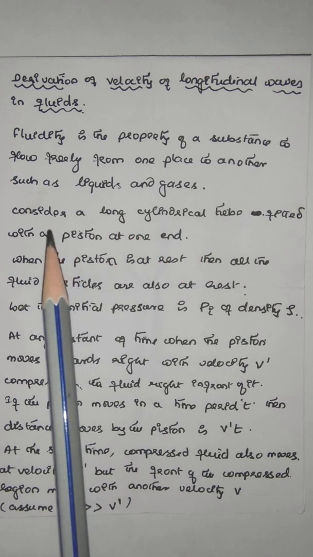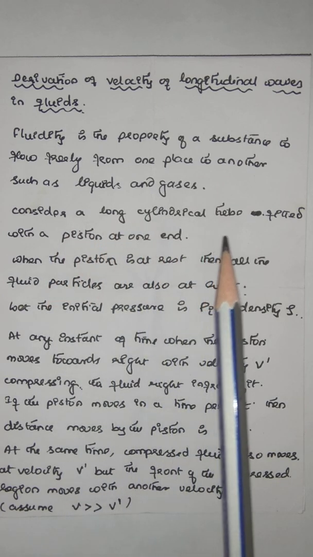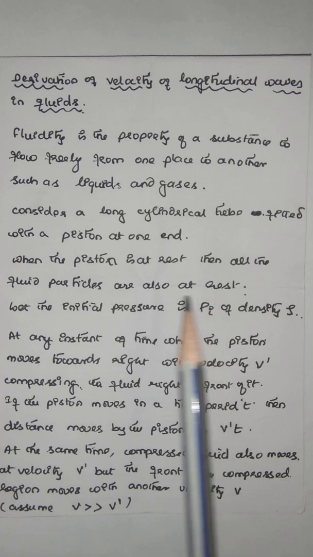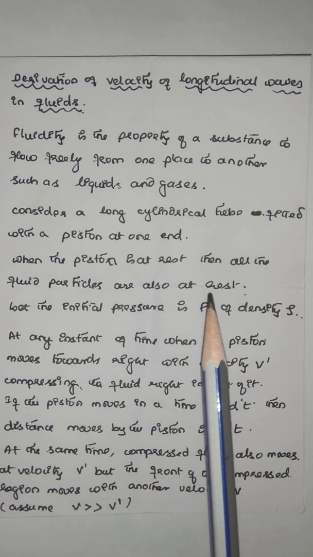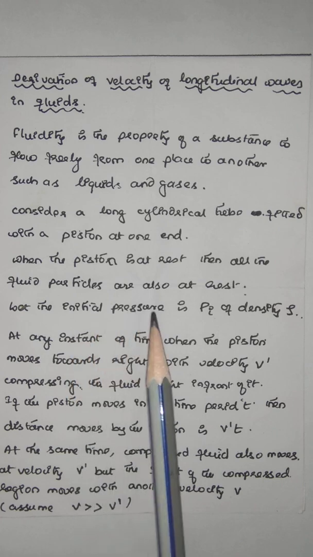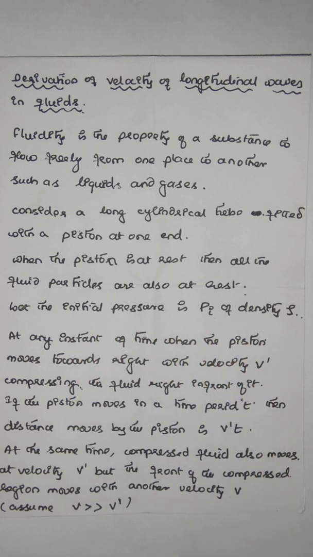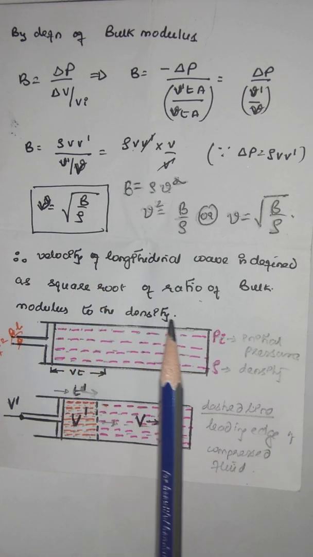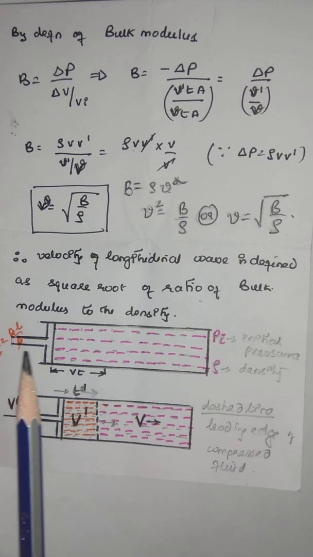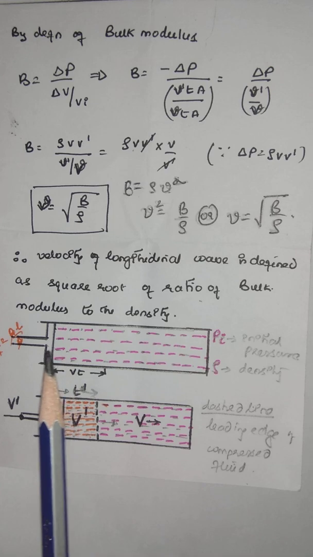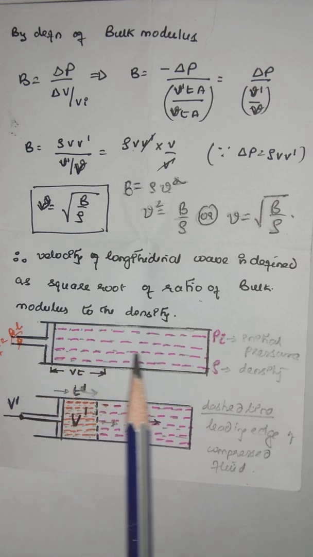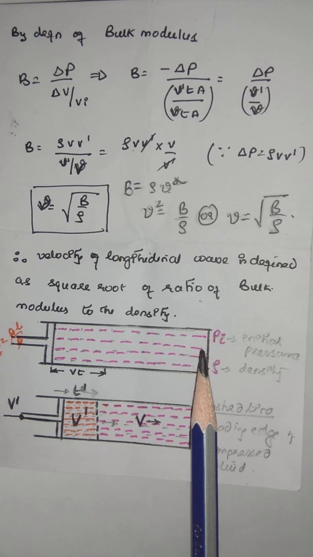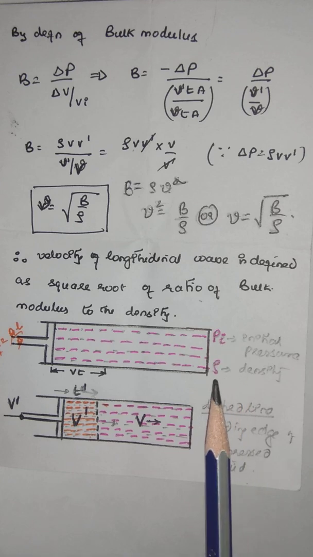Now let us understand. Consider a long cylindrical tube fitted with a piston at one end. When the piston is at rest, then all the fluid particles are also at rest. Then the initial pressure is Pi and the density is rho.